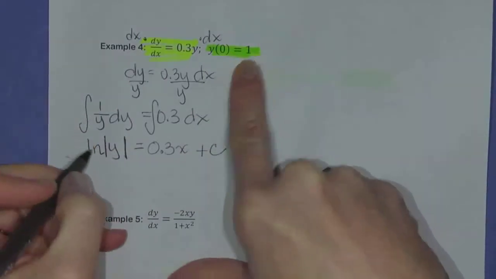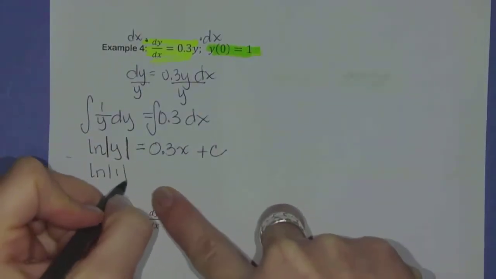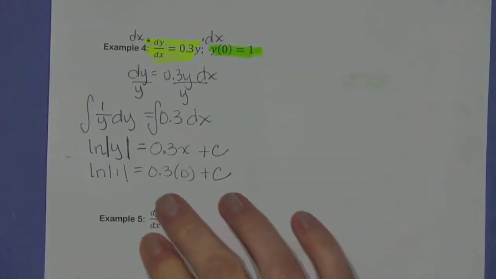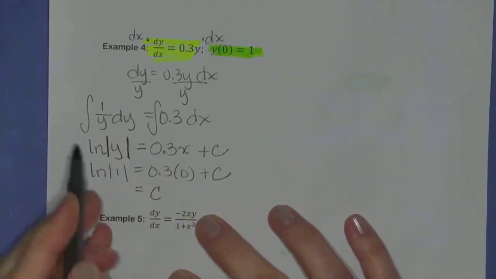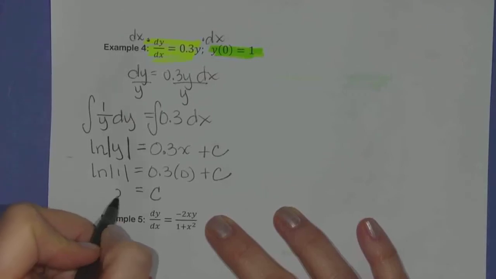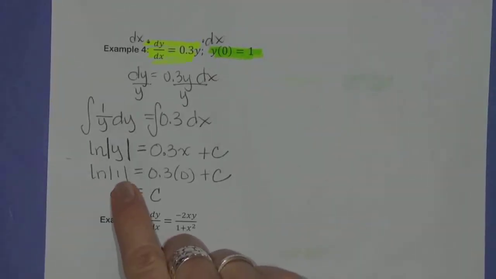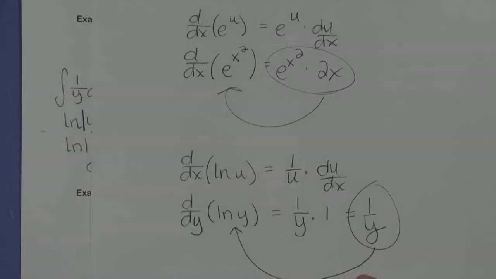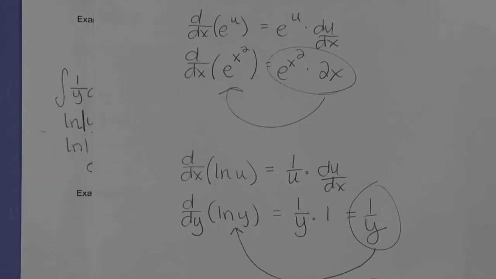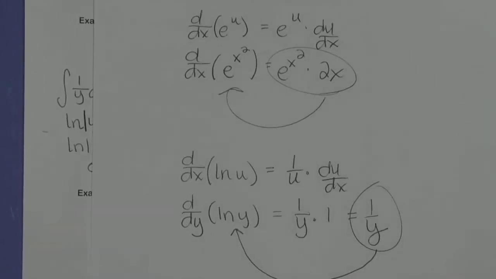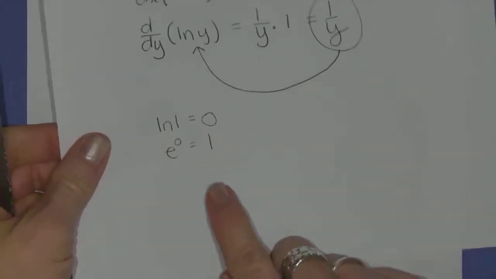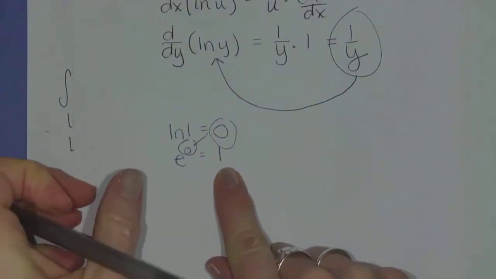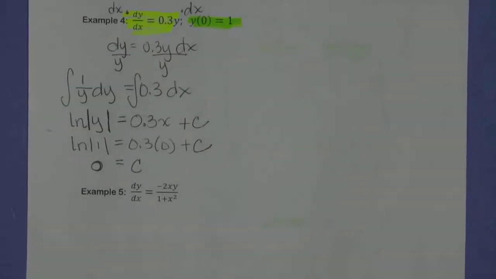Okay? Now, I'm going to go ahead and find c because I do have a condition. So I'm going to let my y be 1. So the natural log of the absolute value of 1 equals 0.3 times 0 plus c. This side just becomes c. The natural log of 1 is 0. And you can type that in your calculator, or if you don't have a calculator, you know that the natural log of 1 equals 0 because e raised to the 0 power is equal to 1. Oops, sorry about that. The natural log of 1 is 0 because e to the 0 is 1. Okay, so we have c equals 0.